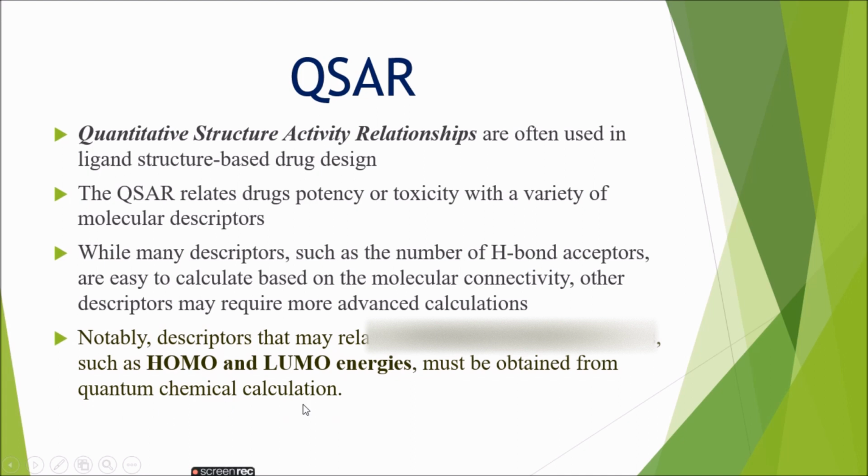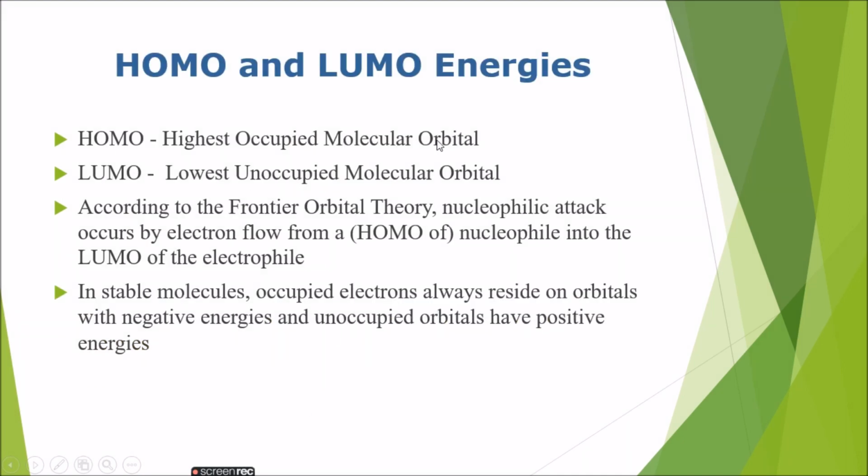Now, let's understand what HOMO and LUMO energy actually mean. We know that HOMO is the highest occupied molecular orbital and LUMO stands for the lowest unoccupied molecular orbital. The expansion itself explains the idea about the orbitals. Highest occupied represents the orbital where the probability of finding an electron is greater, but lowest unoccupied represents that there is no electron present, the orbital is nearly empty, right?